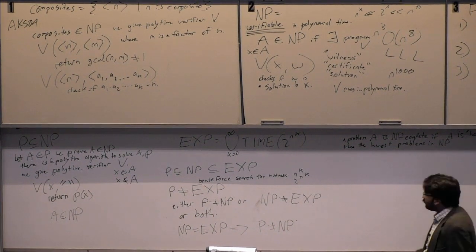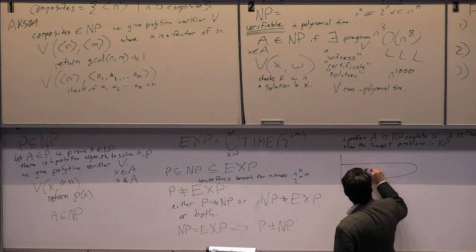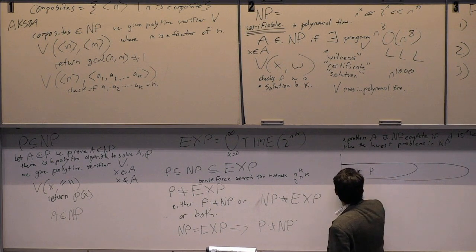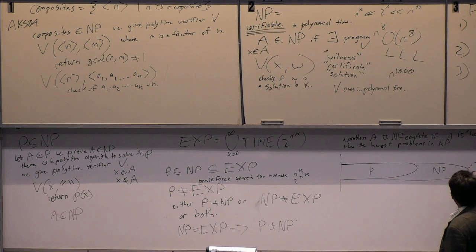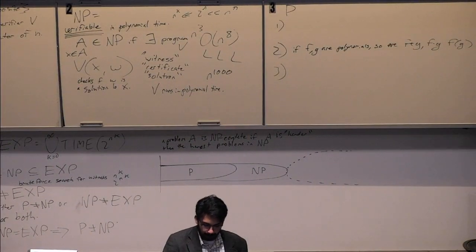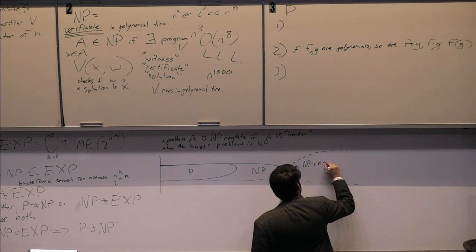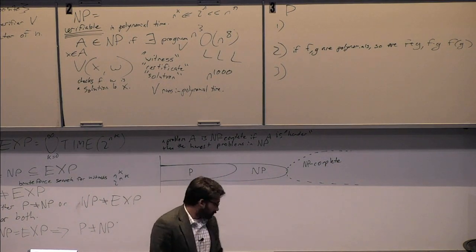Now, the way to think of this is if we put this on a scale, let's say we put P here. And we know that P is a subset of NP, so let's suppose we put NP like this. The NP complete problems are those that are harder than the problems in NP. So these are going to be called the NP complete problems. Right. Now, they intersect with, not the NP complete problems, the NP hard problems.